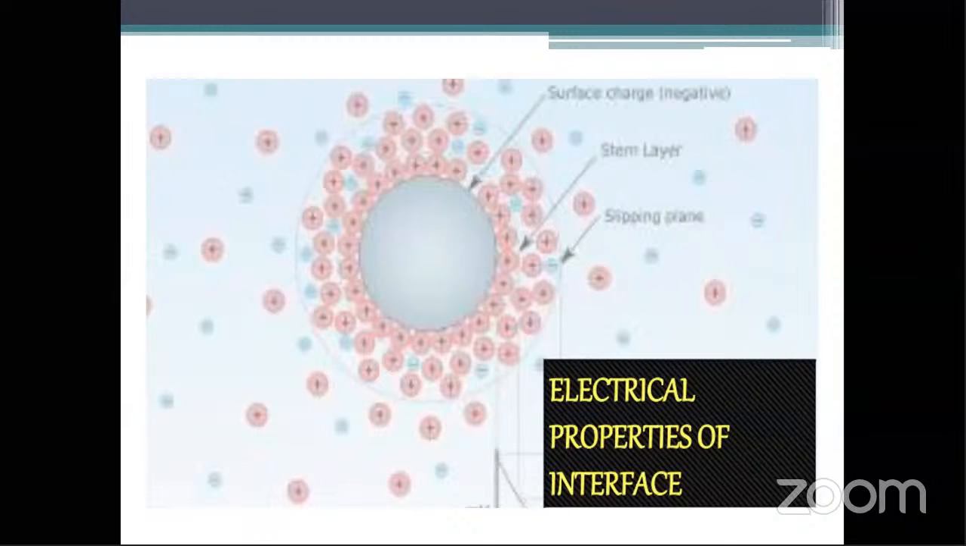Sir, it's the surface area between two immiscible substances, like two immiscible liquids. The boundary in between two phases, that is known as interface. Right? Very simple definition. Now the topic name is electrical properties of interface.